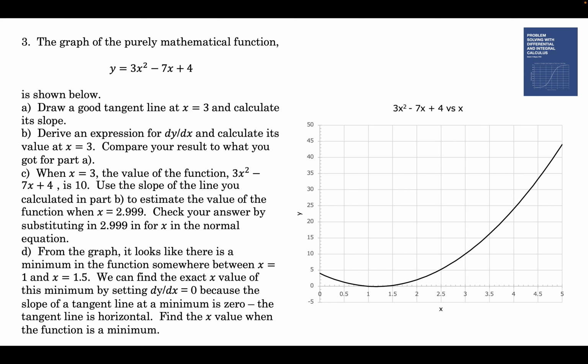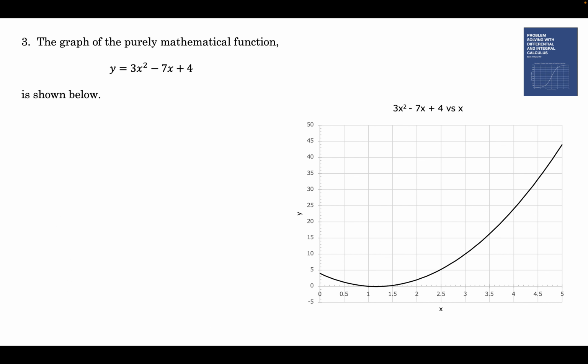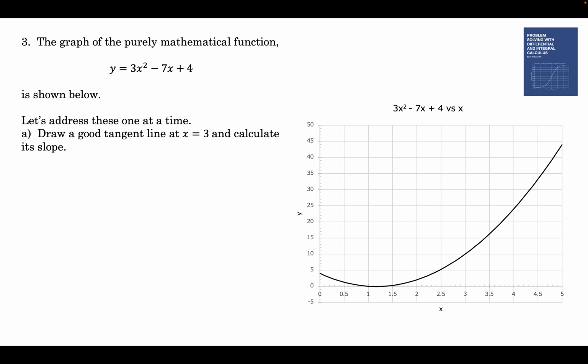So let's take these one at a time. Part A is draw a good tangent line at x equals 3 and calculate the slope. So let's label the point. There it is. X equals 3. Draw a good tangent line.